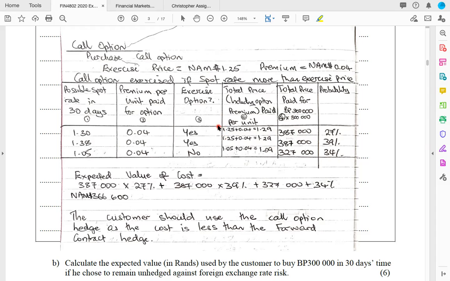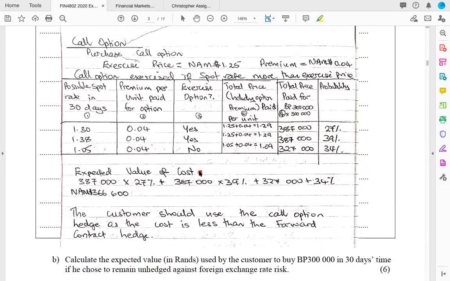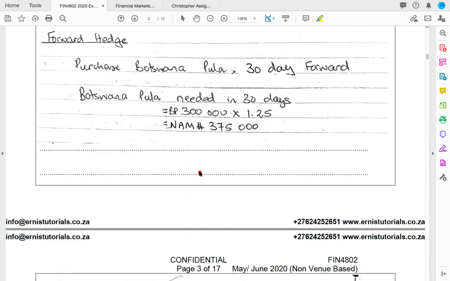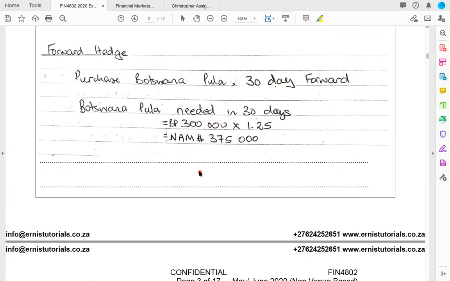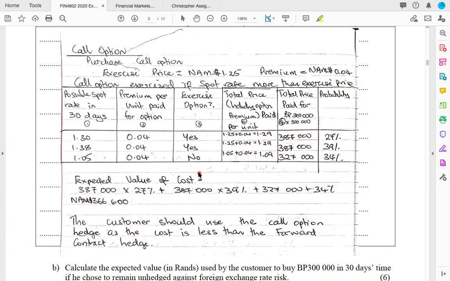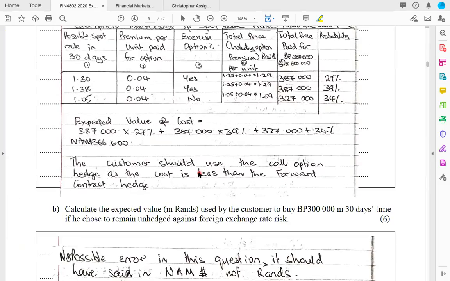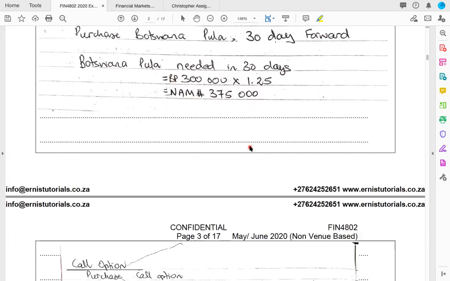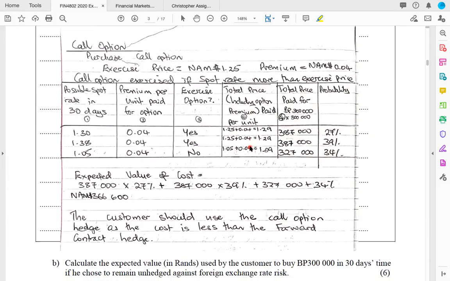So the customer or the multinational corporation would then choose between these two hedging techniques. If you are hedging trade payables, you will want to choose the hedging technique that gives you the lowest cost. So in this case, the call option hedge has a lower cost. It's got 366,600 Namibian dollars compared to the forward hedge, which has 375,000 Namibian dollars. So the customer or the multinational corporation would choose to use the call option hedge.